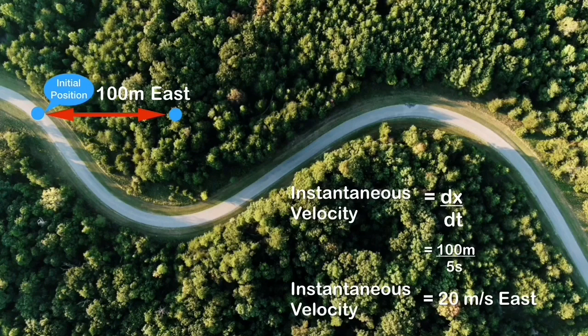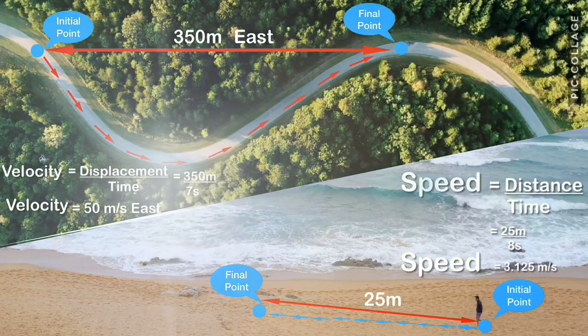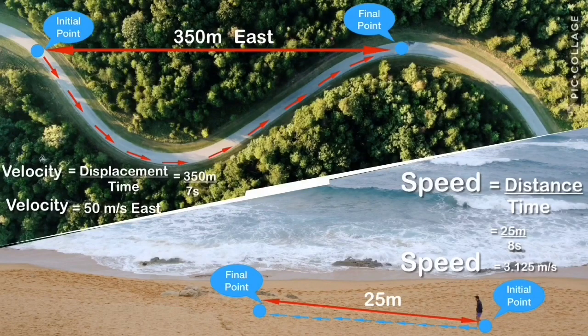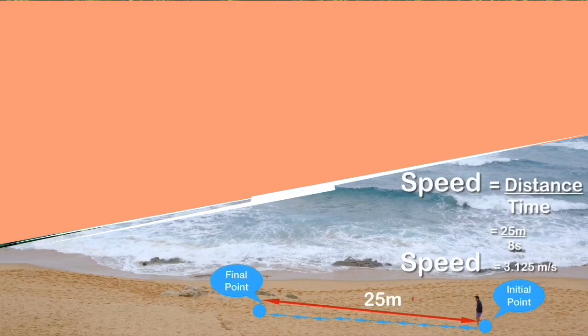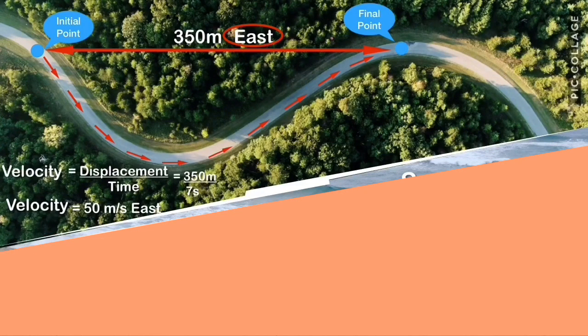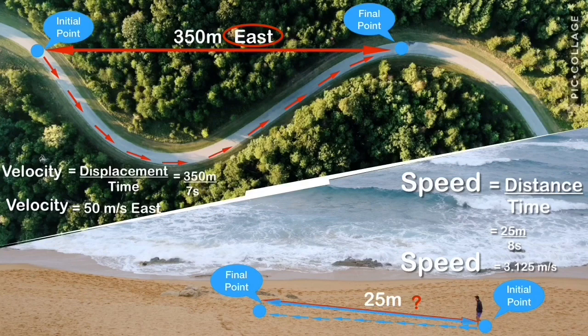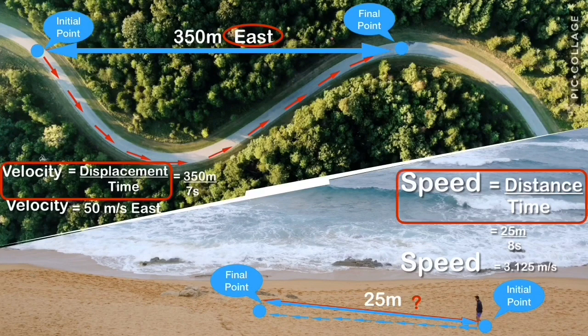Then how do we define instantaneous velocity? It is the velocity of the body at a particular instant of time. So what are the differences between speed and velocity? Since speed has no direction, it is a scalar quantity, whereas velocity has a direction, hence it is a vector quantity. Speed is the rate of change of position, whereas velocity is the rate of change of displacement. Velocity is equal to displacement by time, whereas speed is equal to distance by time.